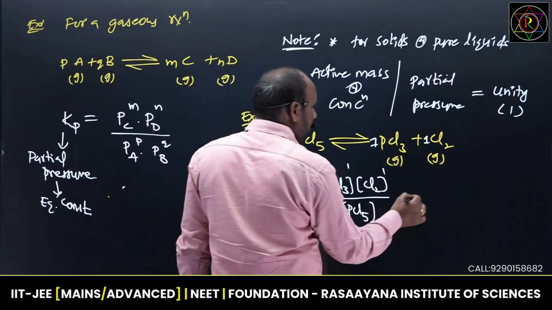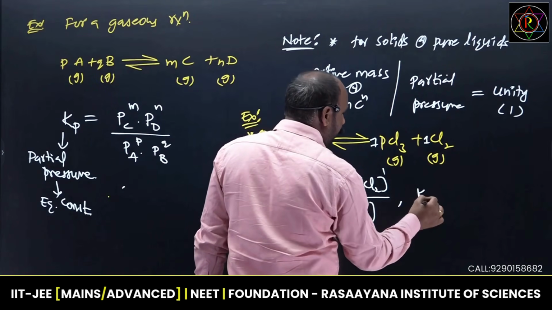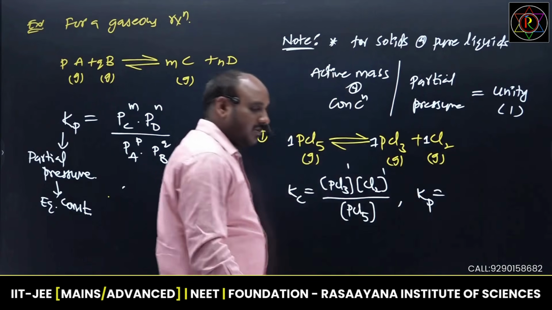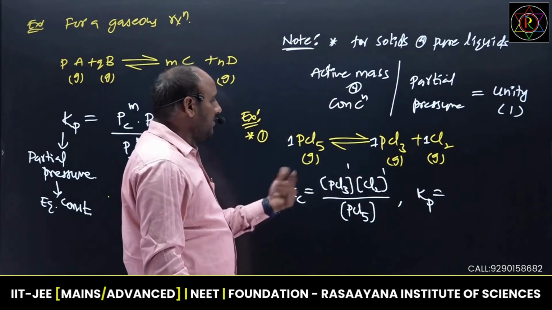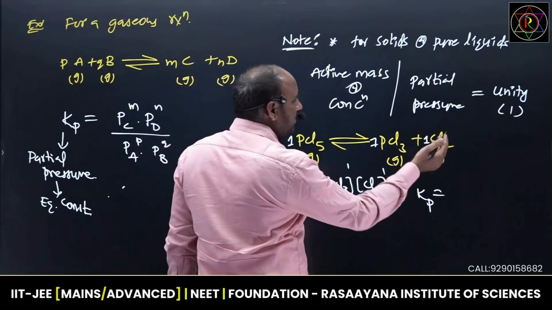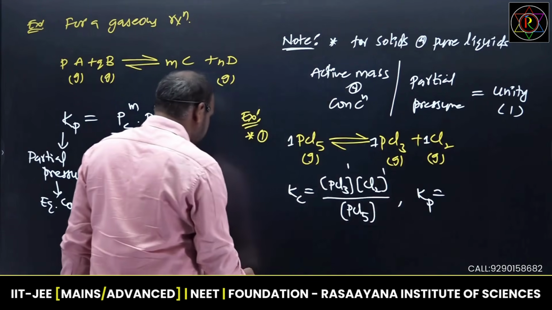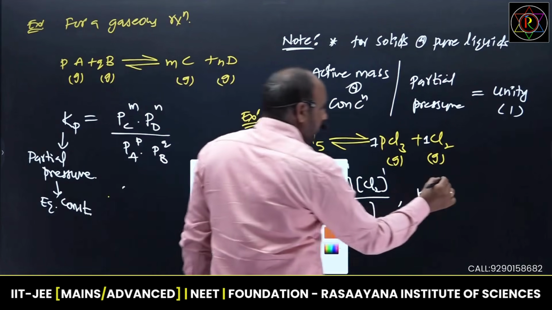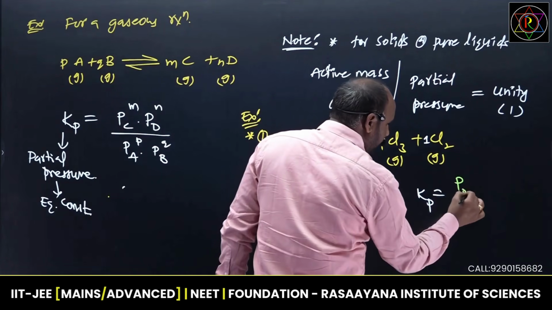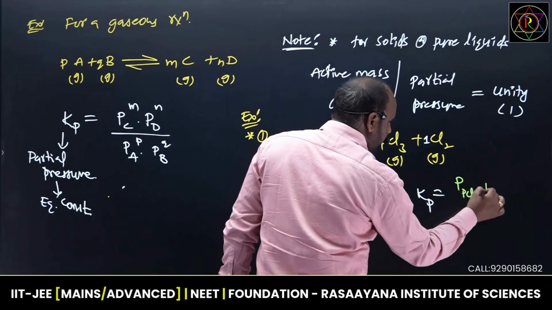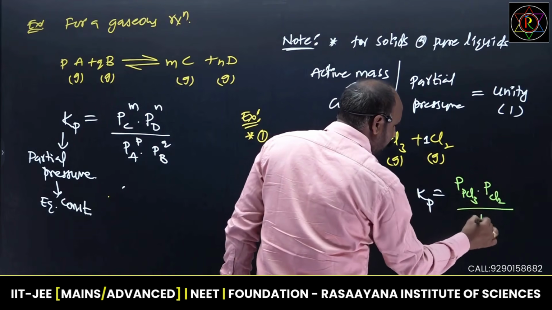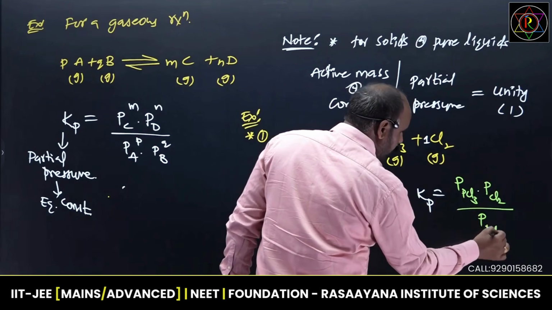The same we have to apply, as all are gases only. Therefore we have to write the Kp value in terms of partial pressures. So the partial pressures of the products are what we have to consider here. That is, Kp equals partial pressure of PCl3 into partial pressure of Cl2 divided by partial pressure of PCl5.